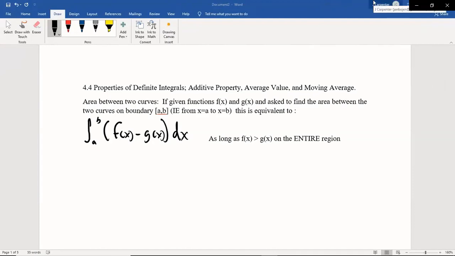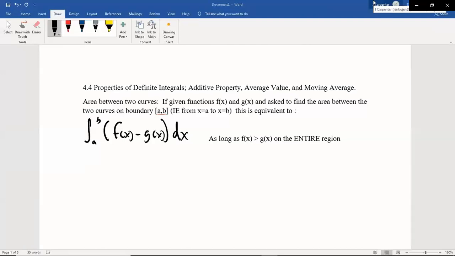So to find the area between two curves, you're just doing integral area. And if you're given your functions f of x and g of x, and you're asked to find the area between the two curves on a boundary, so again, a left and a right boundary, you're just doing a subtraction of the two functions and then integrating from a to b, as long as the first function is greater than, or higher than as a picture, the second function on the entire region. Now, that entire region is what gets a lot of people. So there's a couple issues here. First of all, you've got to know which function is higher.